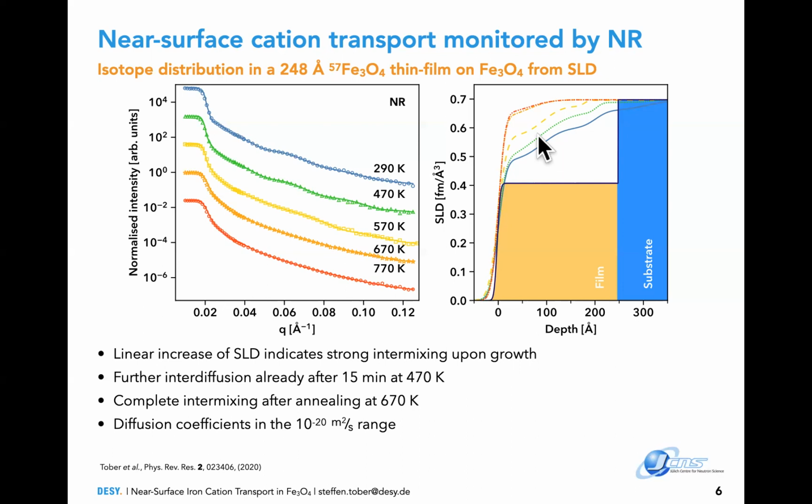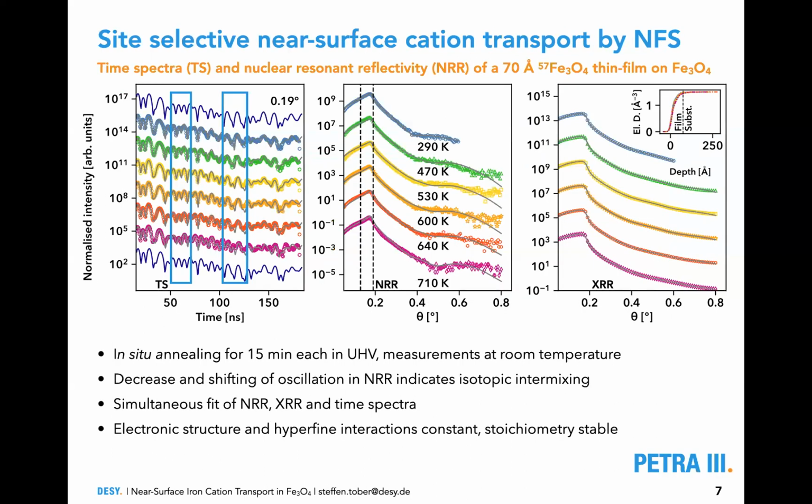So there was an exchange of the cations over a length of about the thin film thickness of 250 angstrom, already at 770 Kelvin, which is considerably lower than the studies for the bulk have shown so far. So we now know approximately that this diffusion process extends over a quite large length scale. Now we wanted to learn more about its site selectivity. And therefore we used a 70 angstrom thin film, which we studied with nuclear forward scattering.